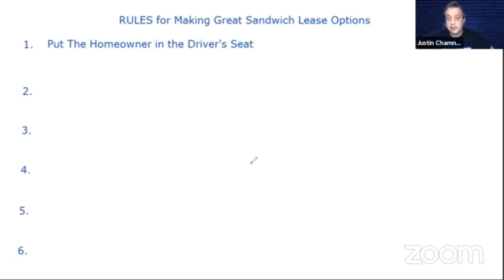Put the homeowner in the driver's seat. Or don't spend all the money. I think that's fair. Put the homeowner in the driver's seat or don't spend all the money, one of the two. That's a good one.